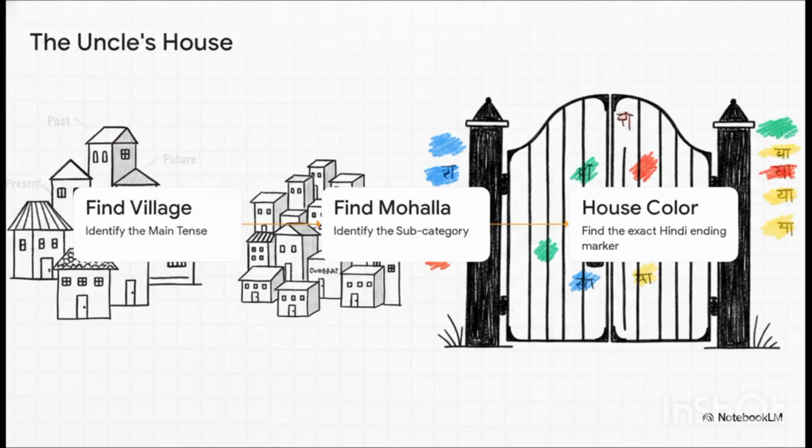All right, section 3, identification and helping verbs, the diagnostic toolkit. Okay, to figure out where we actually are on this map, we can borrow a really brilliant analogy straight from the source material. They call it the uncle's house analogy.